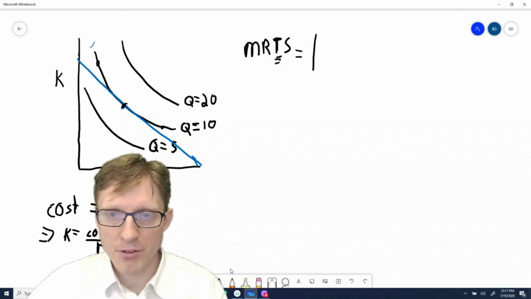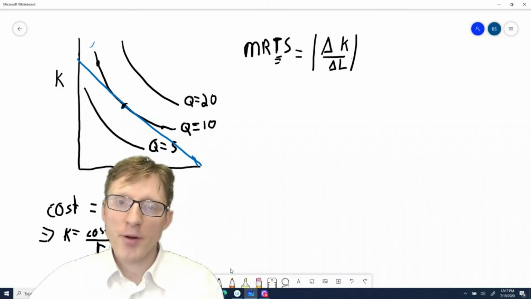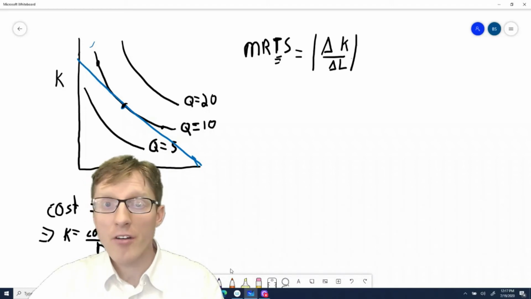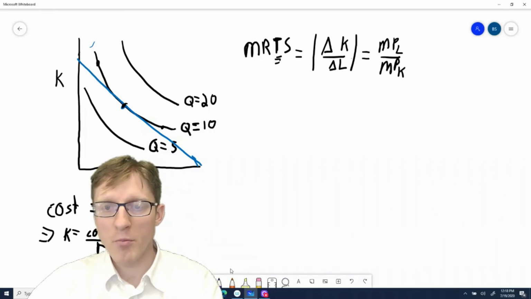Okay, so it's going to be the absolute value of the change in K over change in L that leaves the output unchanged. And not surprisingly, the marginal rate of technical substitution is equal to the absolute value of the slope of the isoquant. I'm going to tell you that the marginal rate of technical substitution is going to be equal to the ratio of the marginal products of the two inputs. So marginal product of labor over marginal product of capital.